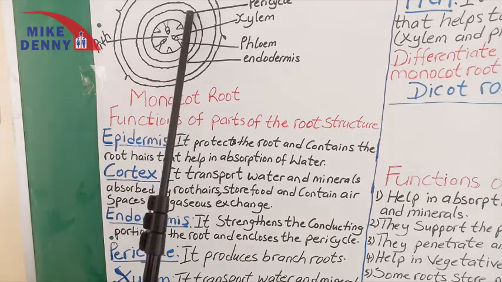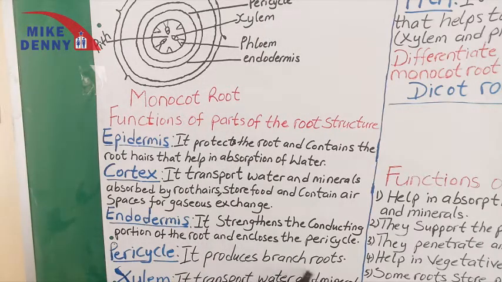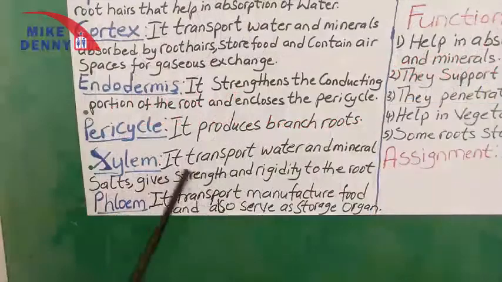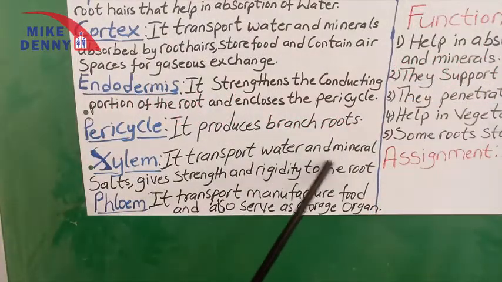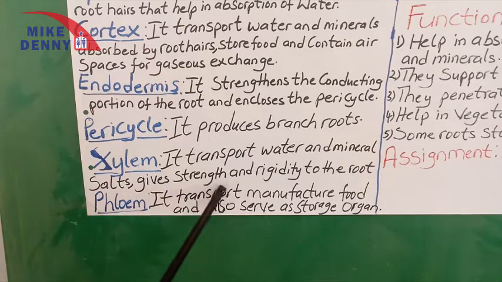Pericycle, we said it helps to develop branch roots, like we saw lateral roots in the external view of the root. Then the xylem, it transports water and mineral salts, and gives strength and rigidity. Rigidity means firmness. It makes the roots firm in order to carry out their function.